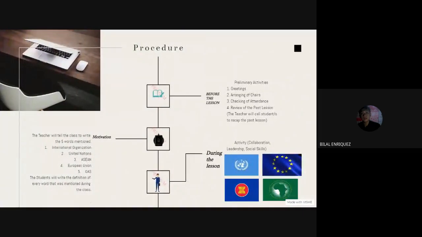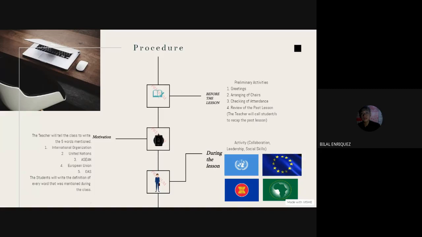And let's go to the meat of our lesson. First, this is the procedure, miss. Before we really start the lesson, let's start with the preliminary activities. First, we are going to greet the students. For example, good morning, students. I'm your teacher once again, Bilal Enriquez, and we are going to discuss this topic, etc.